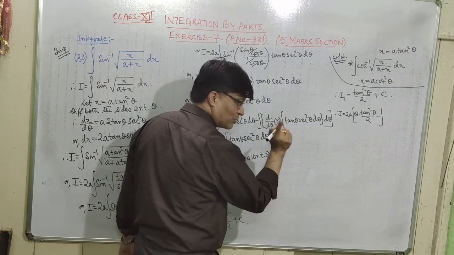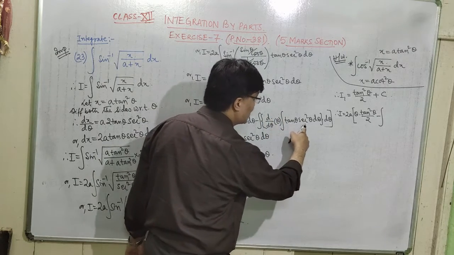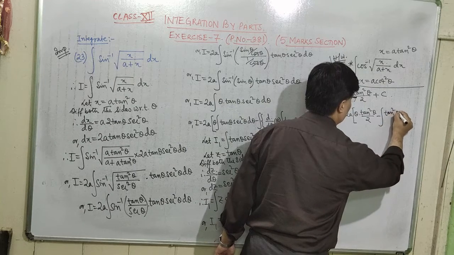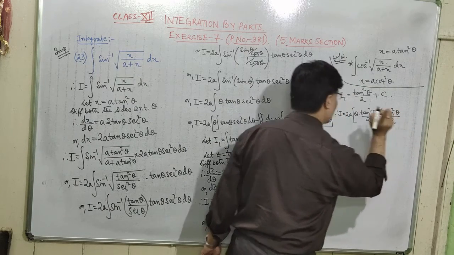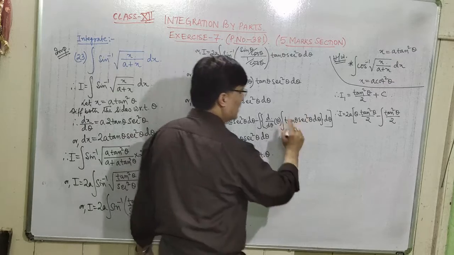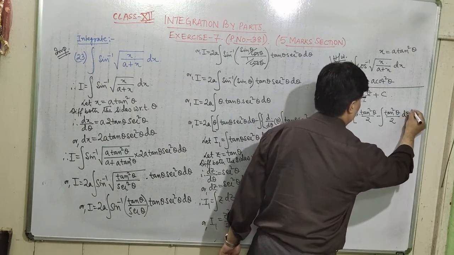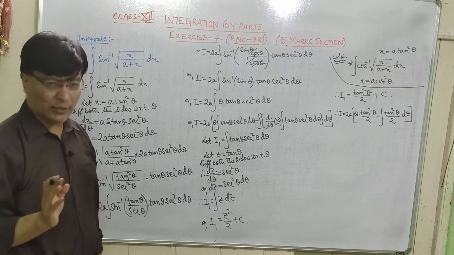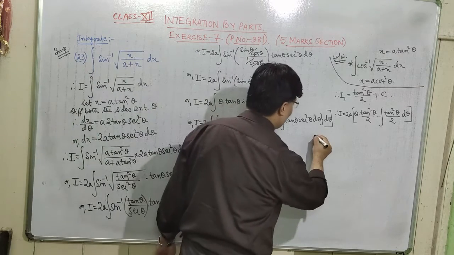You don't have to write the constant. What is the integration of tan theta sec square theta d theta? That is tan square theta by 2. Don't write c there. Okay, again d theta is there. Then the third bracket is closed. So I think you have understood it. What is the value for I now?